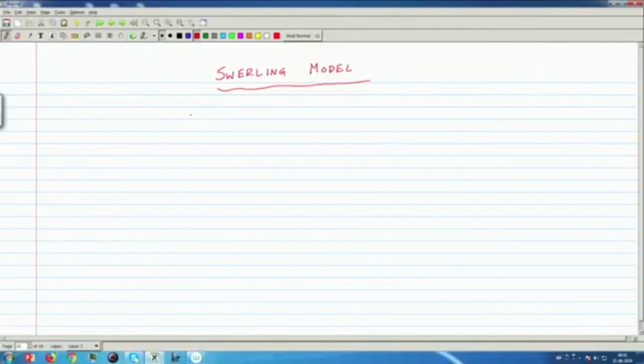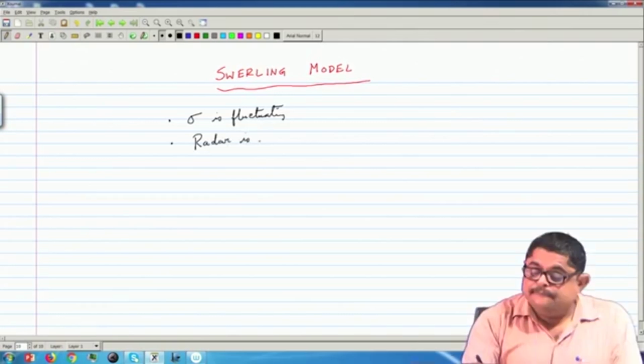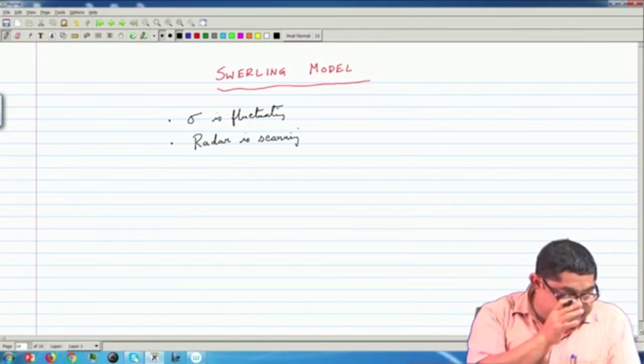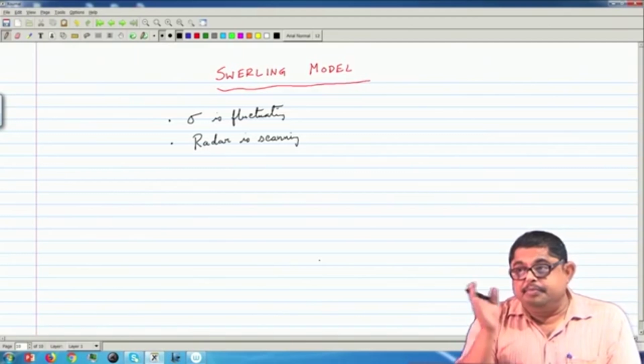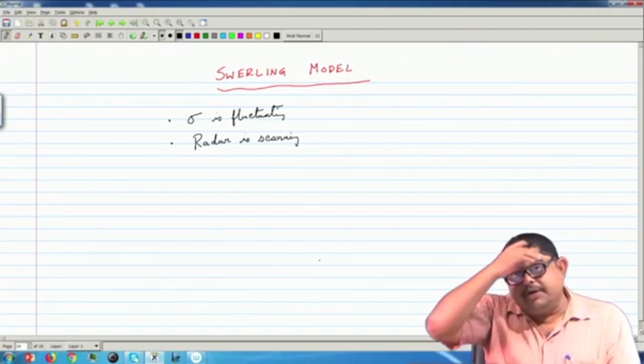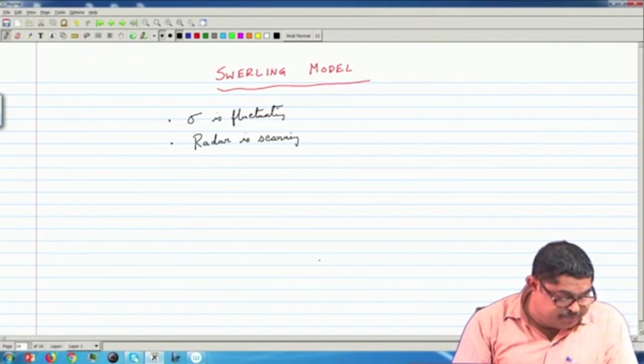So, I can say that the target cross section RCS is fluctuating, number one. Also the radar is scanning, so its antenna beam is moving, whether mechanical or electronic steering, but the beam is moving. So the aspect of illumination is changing, which means the beam position is also changing. That will also add to the fluctuation.